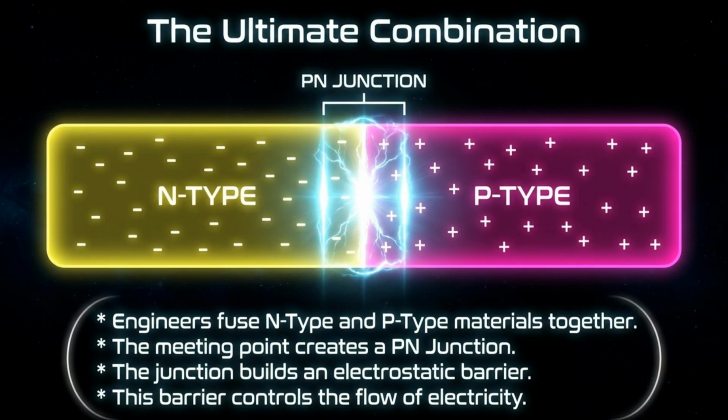The ultimate combination is fusing N-type and P-type materials. The meeting point creates a p-N junction, which builds an electrostatic barrier that controls the flow of electricity.